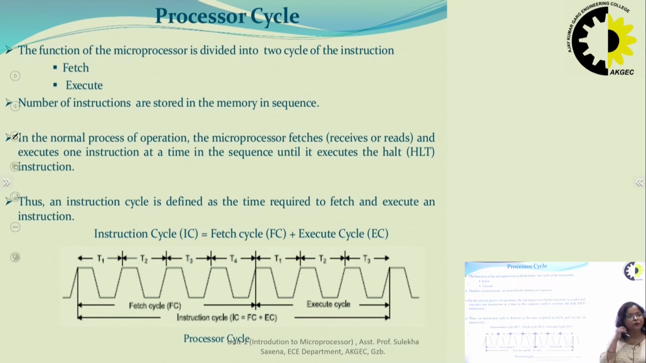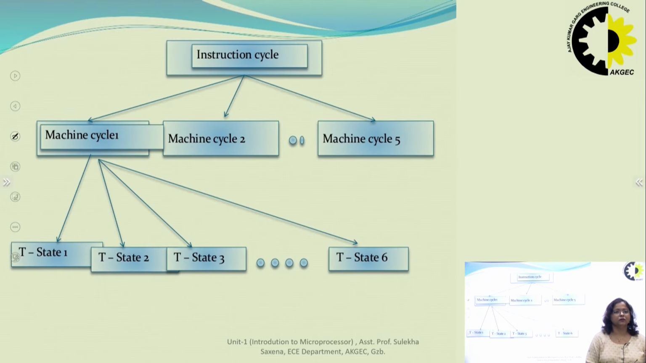Now, when we divide an instruction into two parts, opcode and operand, the time required to fetch opcode from memory is called the fetch cycle, and the time required to fetch operand from memory is called the execute cycle. So, one instruction cycle consists of fetch cycle and execute cycle, and it is always specified in terms of clock signal. So, as we can see, one instruction cycle consists of 1 to 6 machine cycles, and one machine cycle consists of 1 to 5 T states.